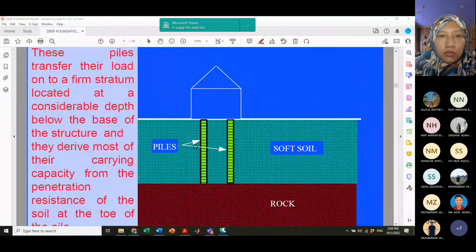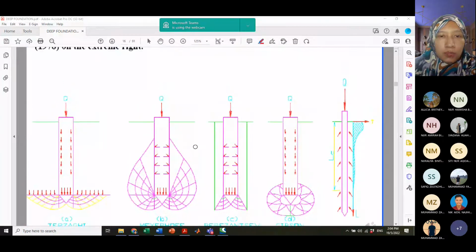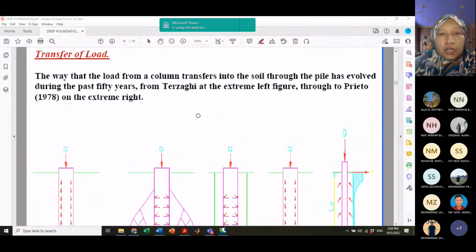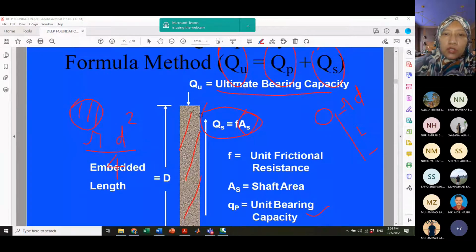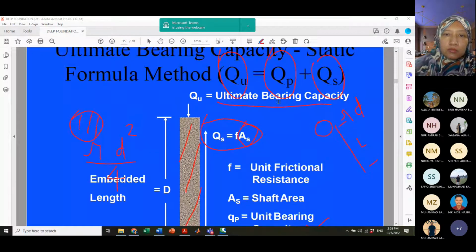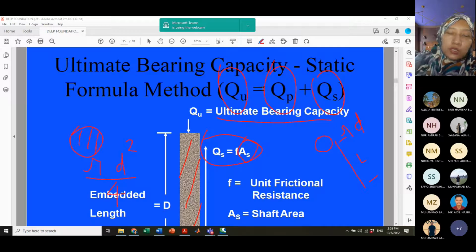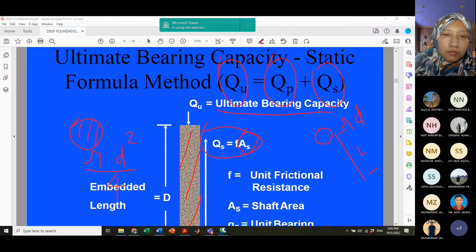So today we're going to talk about the ultimate bearing capacity analysis of single pile and group pile. Before that, looking at this formula, the symbol that defines the ultimate bearing capacity of the single pile, as you can see here, is QU, the ultimate bearing capacity, equal to QP or QB, which is the end bearing capacity, plus the skin friction capacity or resistance.